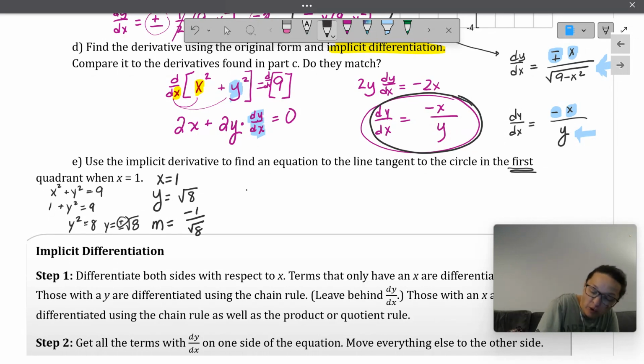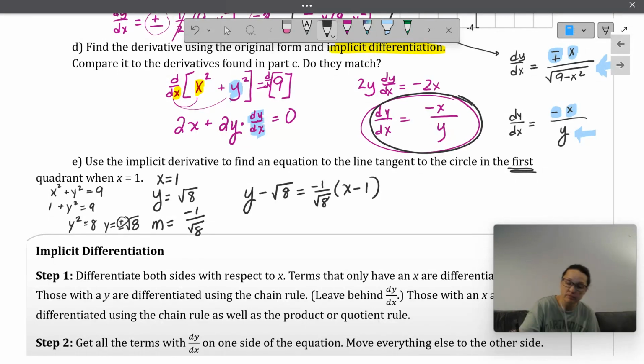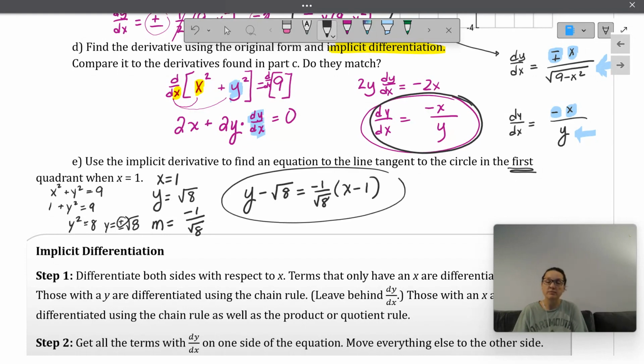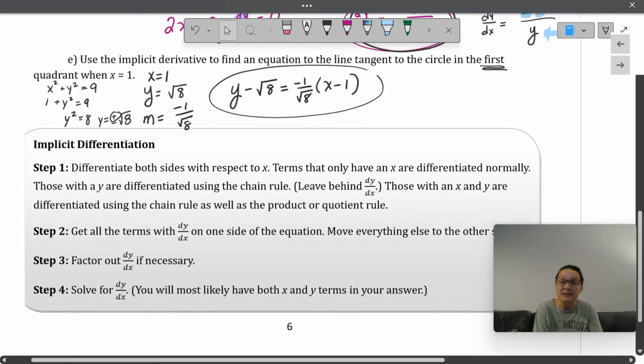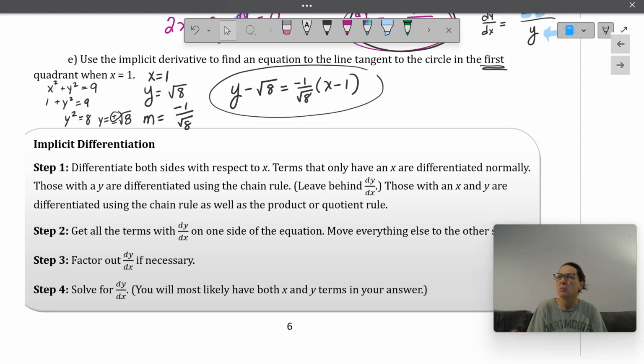And so then when I write the equation of the tangent line, y minus y1 equals m times x minus x1. And that is my tangent line. Okay? So implicit differentiation. You take the derivative of x and y simultaneously, but if you take the derivative of y, you have to leave behind dy dx. Okay? And that's what all this stuff down in the box says. I'm not going to read it. That is there for you to look at later on. If you're like, what do I do if I need to do implicit derivative? Then it's in there. All right.